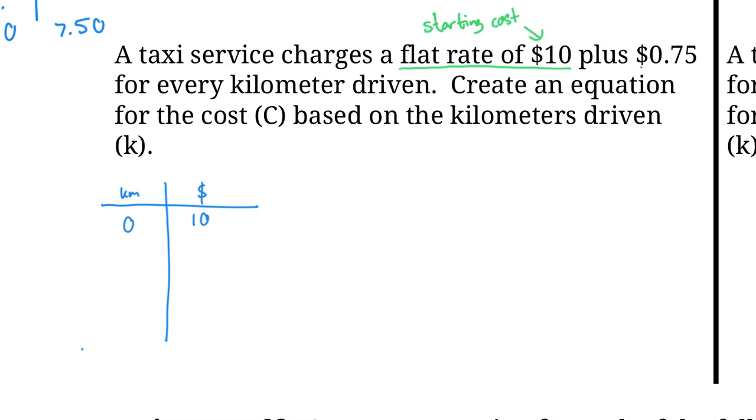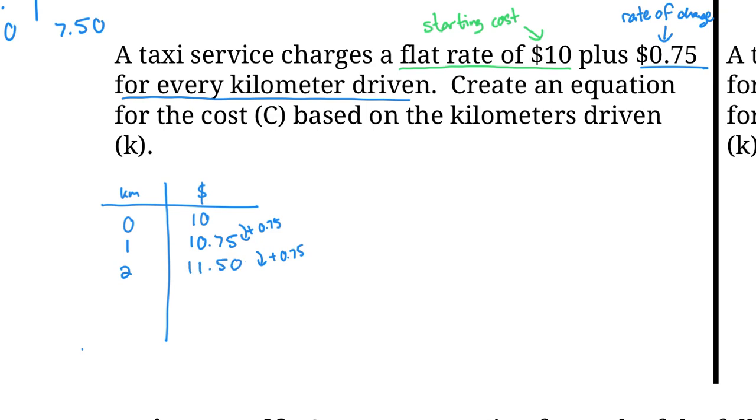And we're also being charged 75 cents for every kilometer driven. So this 75 cents is a rate of change. It costs 75 cents per kilometer. So for 1 kilometer, we need to add 75 cents. So our cost is $10.75. For 2 kilometers, we're adding another 75 cents. So our total comes to $11.50. And for 3 kilometers, we're adding another 75 cents. So our total comes out to $12.25.